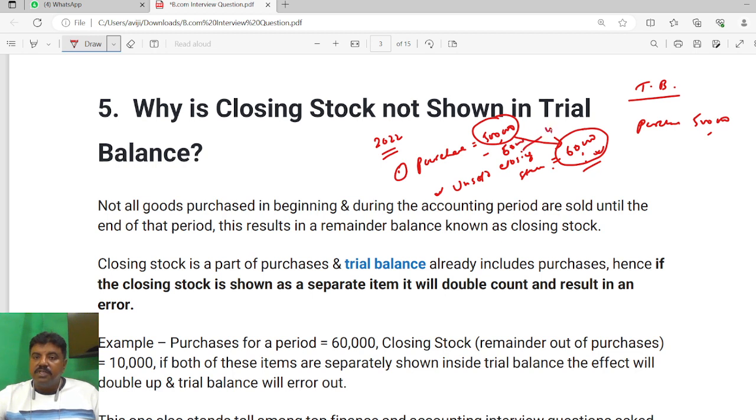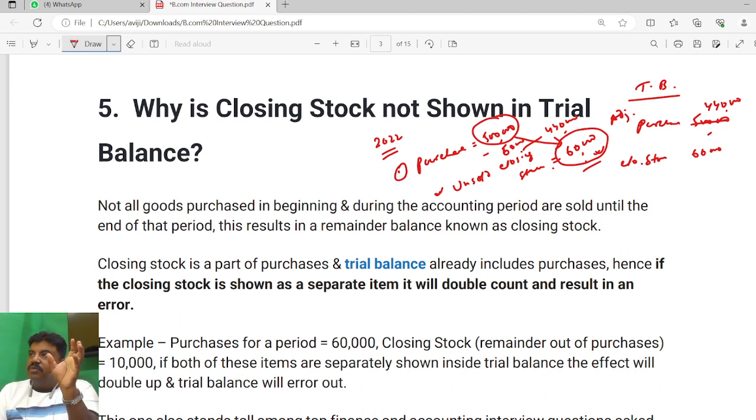Then the adjusted purchase has to be 4,40,000. Now, when you find that adjusted purchase is there, then it is not 5 lakh, it has to be 4,40,000. Then you can show separately closing stock as 60,000. That's why it is said that when in the trial balance purchase is not adjusted, then closing stock will not come. Closing stock will not come because the purchase itself includes the closing stock. So closing stock need not be shown separately.